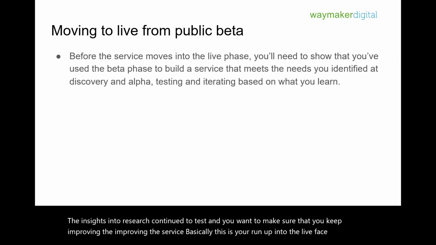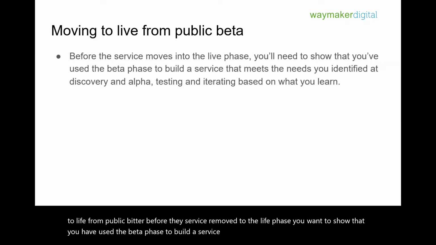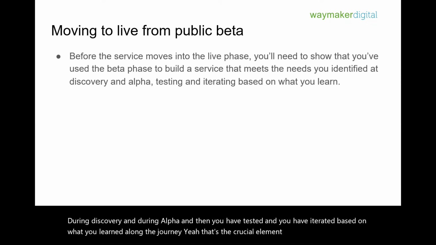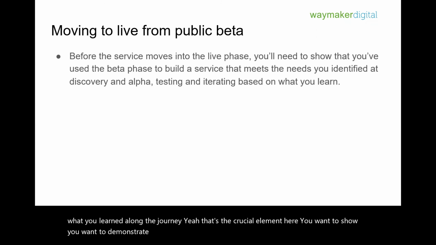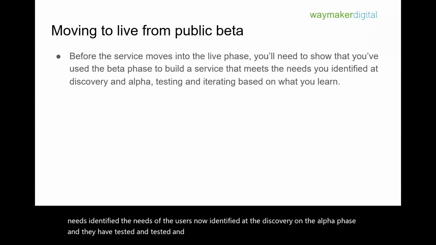So moving to live from public beta, before the service will move to the live phase, you want to show that you have used the beta phase to build a service that meets the needs that you've identified during discovery and during alpha. And then you have tested and you have iterated based on what you learned along the journey. That's the crucial element here. You've tested with users, and you've iterated based on the feedback.